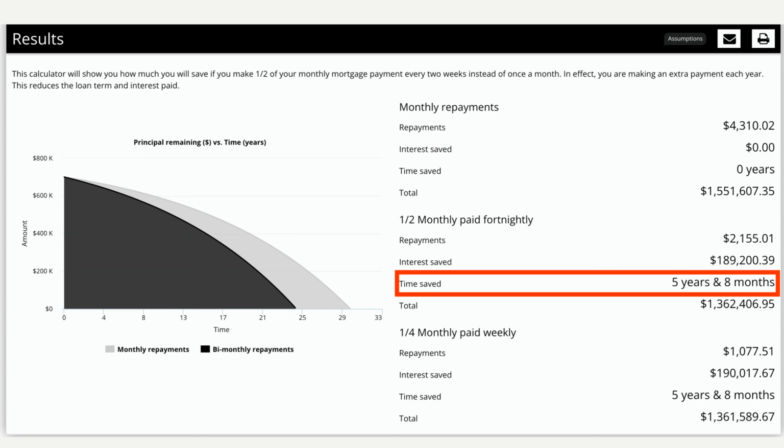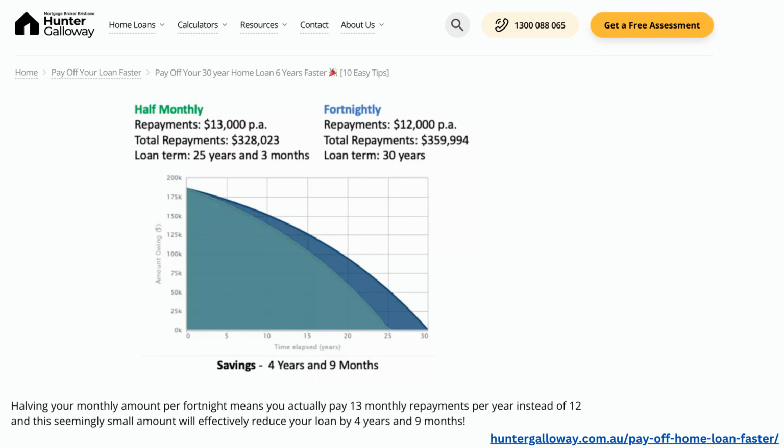5. Making additional repayments. Making extra repayments on your mortgage each month will help you swiftly decrease your loan balance and build your equity more rapidly. An interesting tip to consider is making half monthly repayments each fortnight, which will reduce your loan term by as much as 5 years, as you'll be paying 13 months of home loan repayments instead of 12 each year.